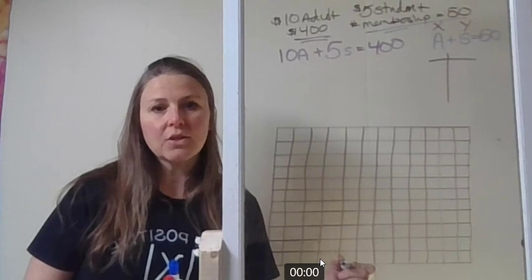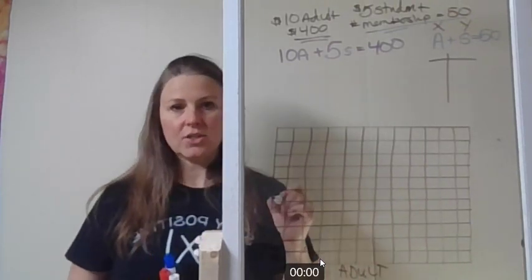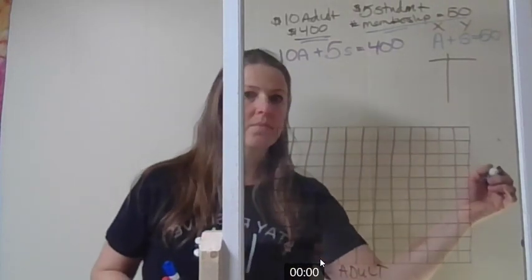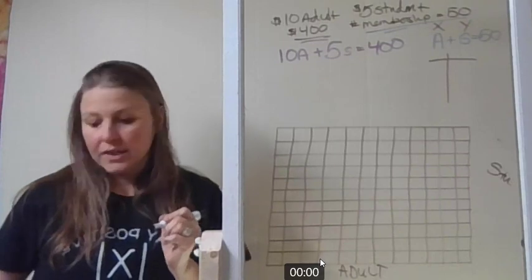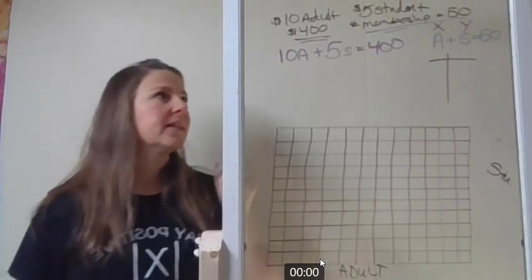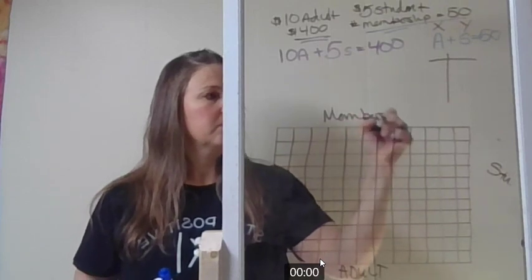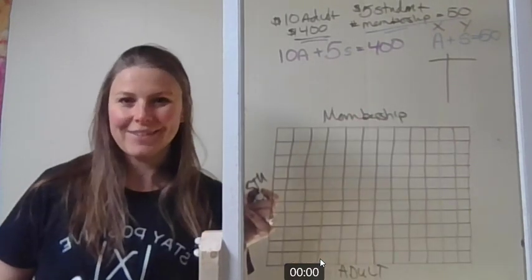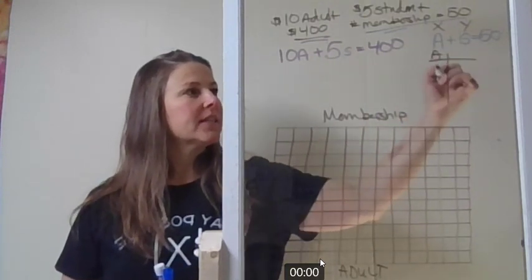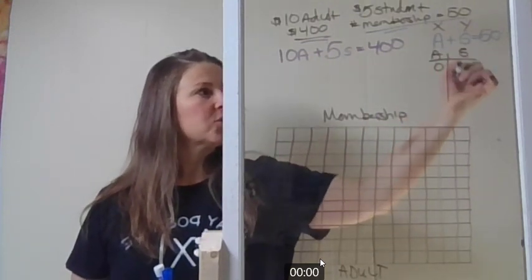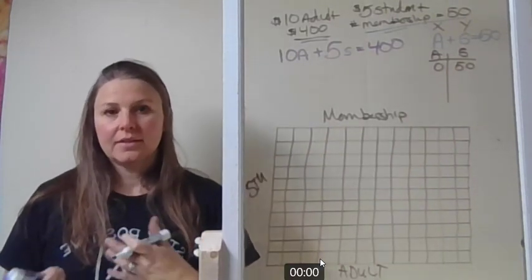So I'm going to label this graph right now that this is adult and this is student. Okay, and we can even title the graph so we don't forget. We'll put membership. Student should be on this side, backwards. So if adult is 0, then the student would have to be 50 because 0 plus 50 equals 50.